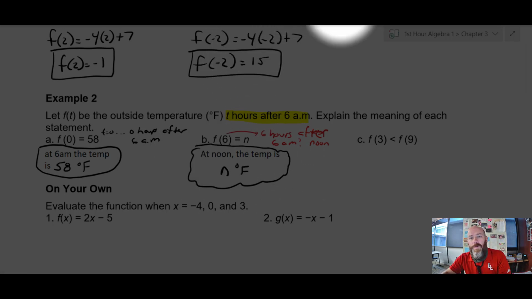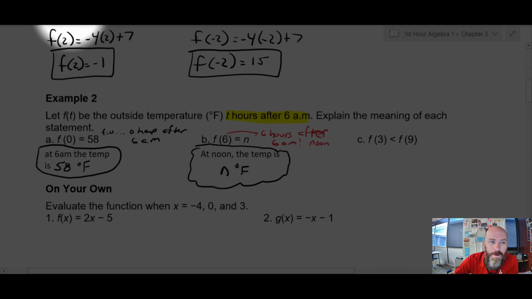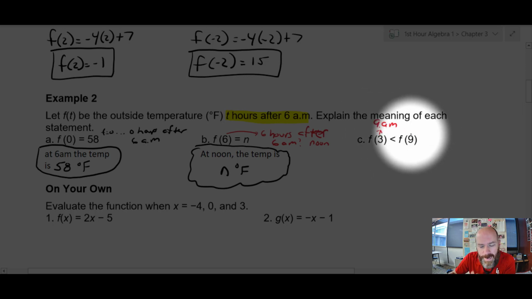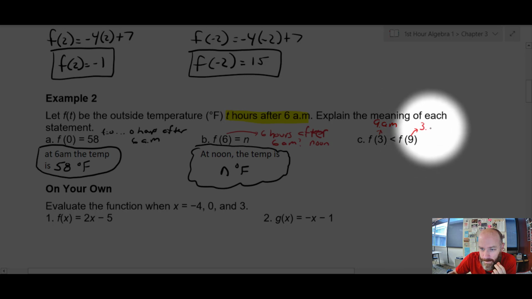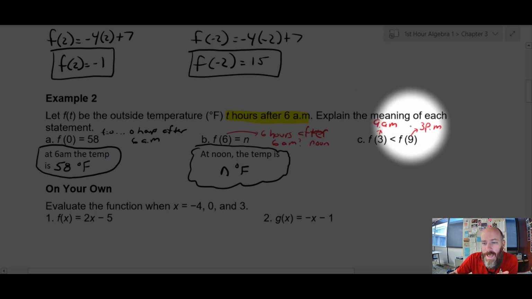All right, now notice this last one here, we're comparing the two temperatures. We're comparing 3 hours after and 9 hours after. So 3 hours after 6 a.m. is going to be 9 a.m. So this is the temperature at 9 a.m. 9 hours after, well, that's going to be at 3 p.m. And we're talking about the temperatures here. So this is saying the temperature at 9 a.m. is less than the temperature at 3 p.m.